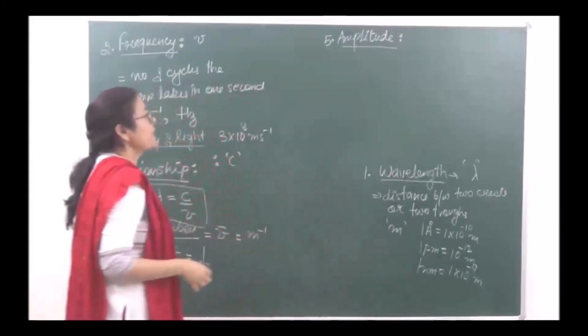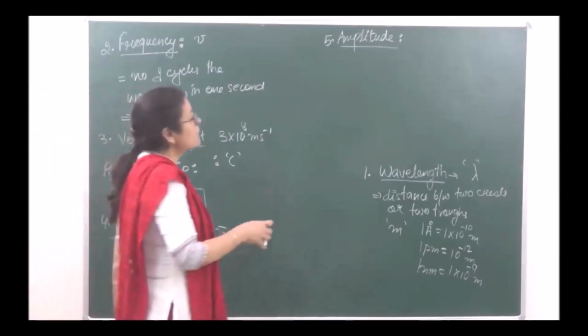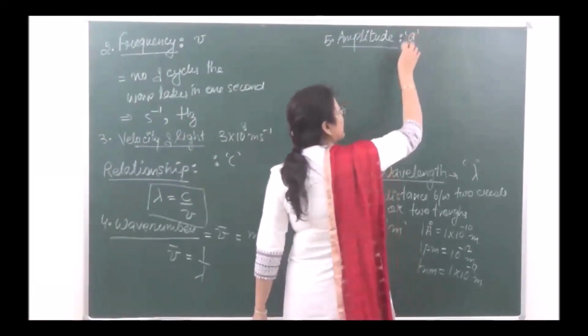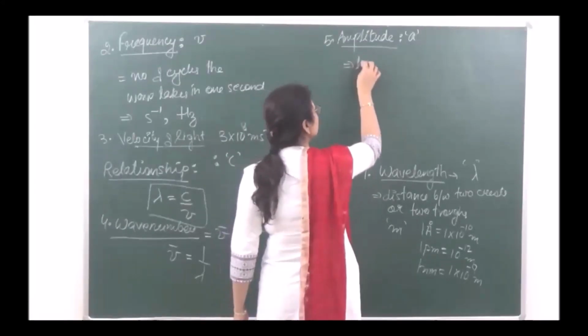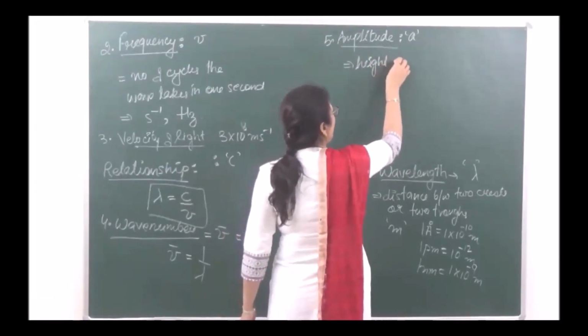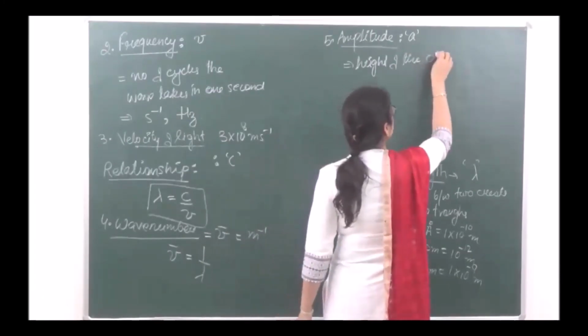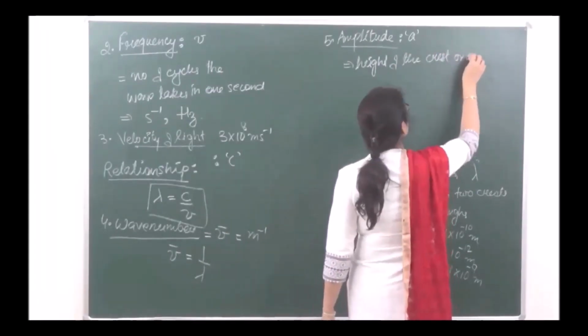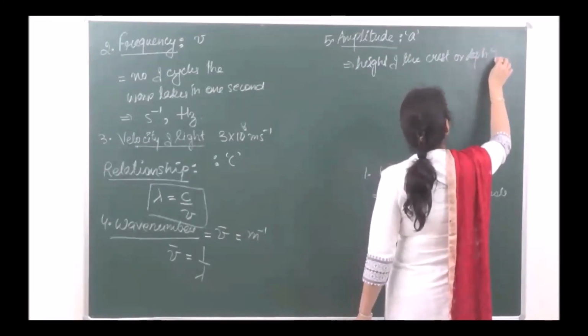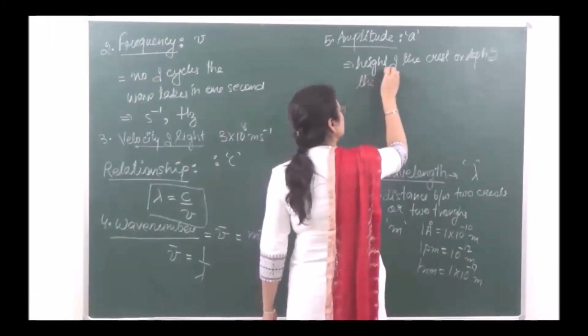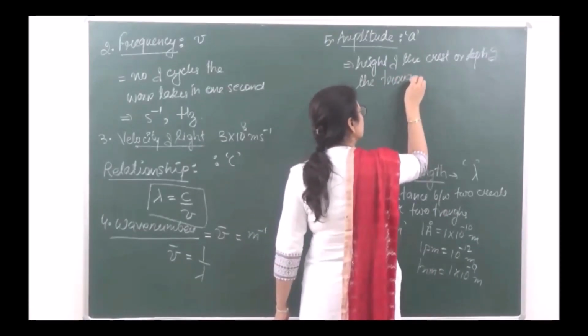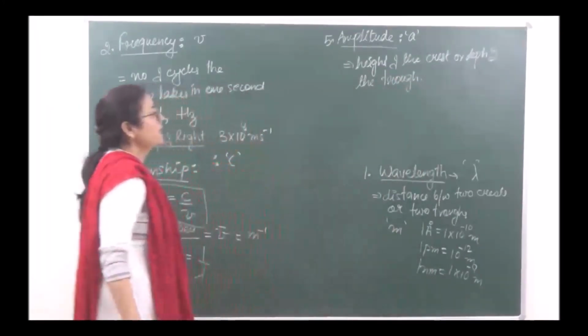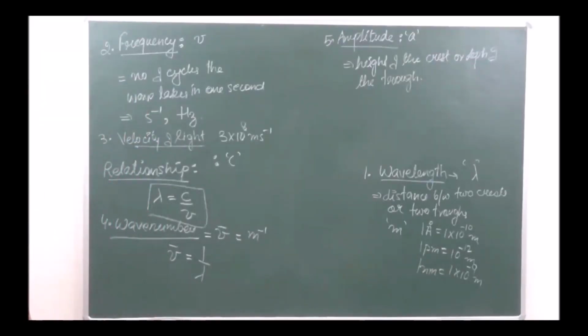Another characteristic which we have is amplitude. Amplitude is denoted by A, and it is the height of the crest or depth of the trough, right? It is the height of the crest or depth of the trough. This is going to be measured in meters. Because it is a distance, it has the same unit as what?